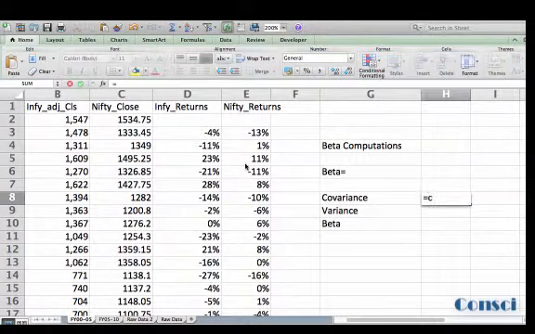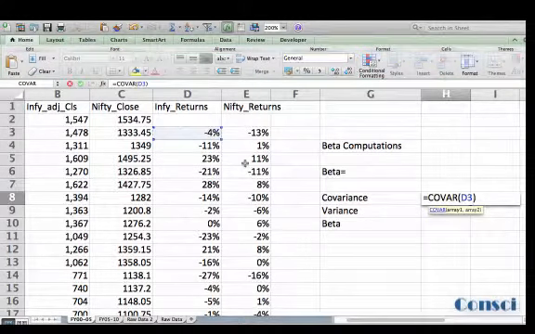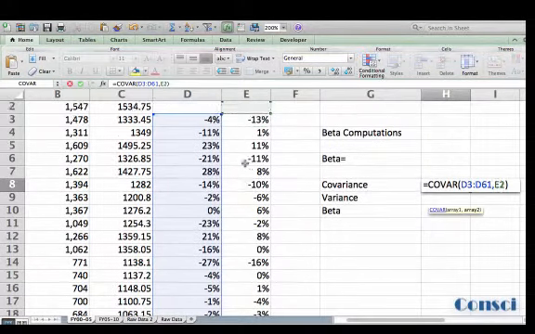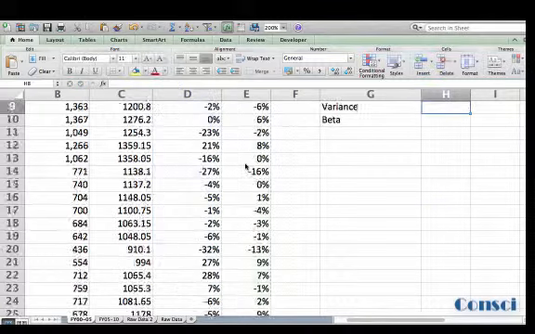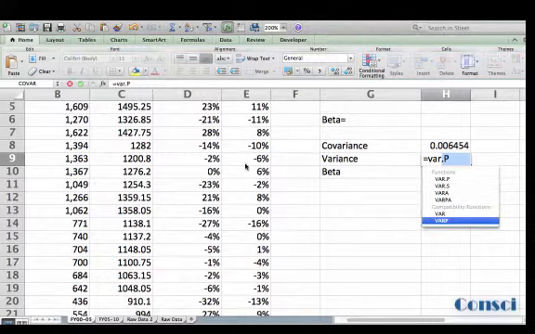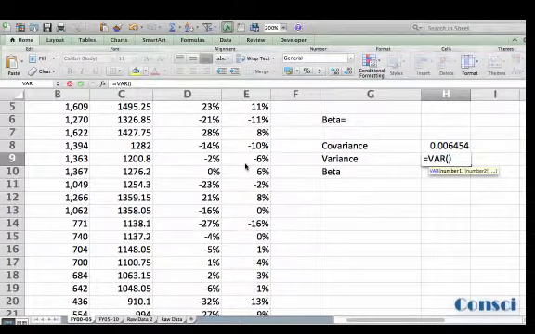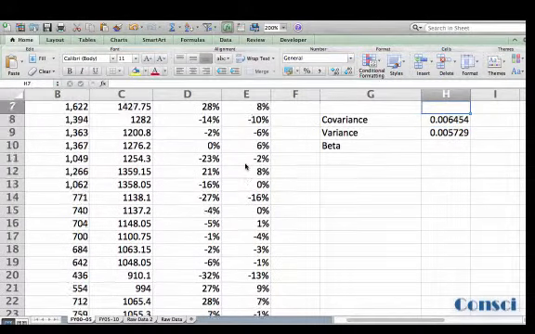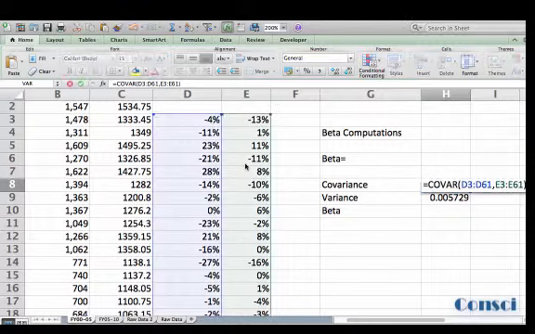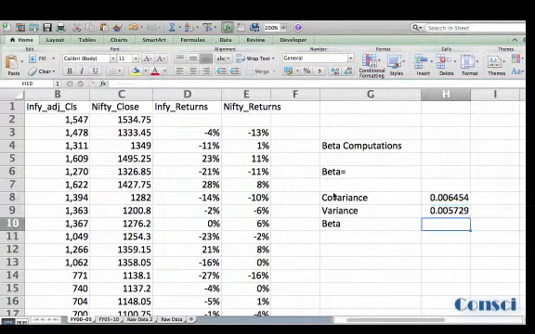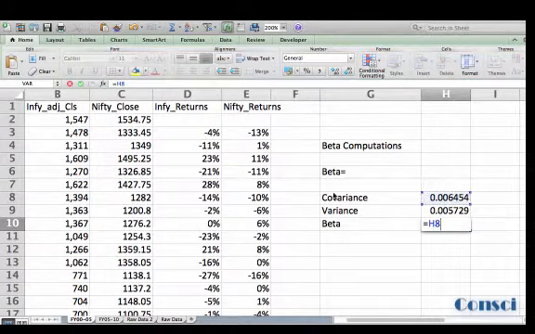So covariance, COVAR, choose the covariance, and then select the Infosys returns, and then select the Nifty returns, and then just go for variance, VAR. Just choose the basic function VAR, and then just select the data points. Now many times people get confused and instead of using the returns they will use the actual stock price. That is incorrect. You need to remember that. And for computation of beta you just take this ratio.